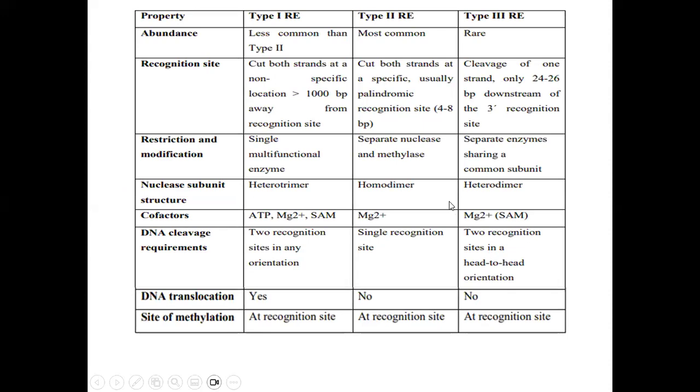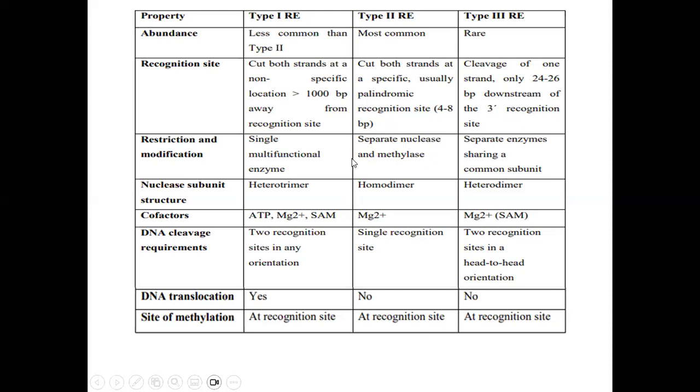So this slide shows us the comparative properties of the 3 types of restriction endonucleases: type 1, type 2, and type 3. Type 2 restriction enzymes are the most common type. The type 1 enzyme cuts both strands at a non-specific site located about 1000 base pairs away from the recognition sequence, as we just discussed. Type 2 will digest within the recognition sequence, while type 3 will digest 24 to 26 base pairs downstream of the recognition sequence.